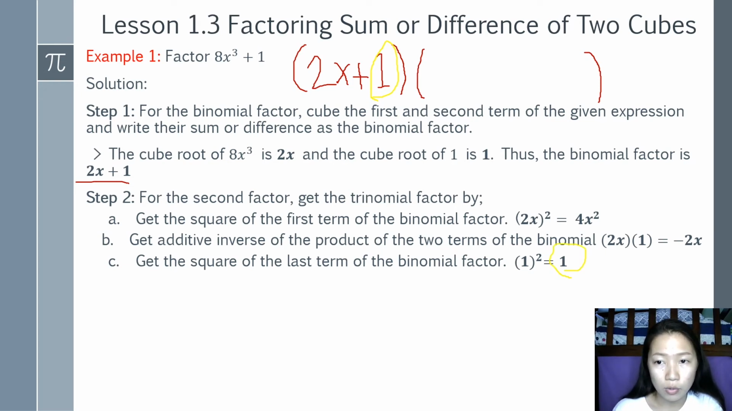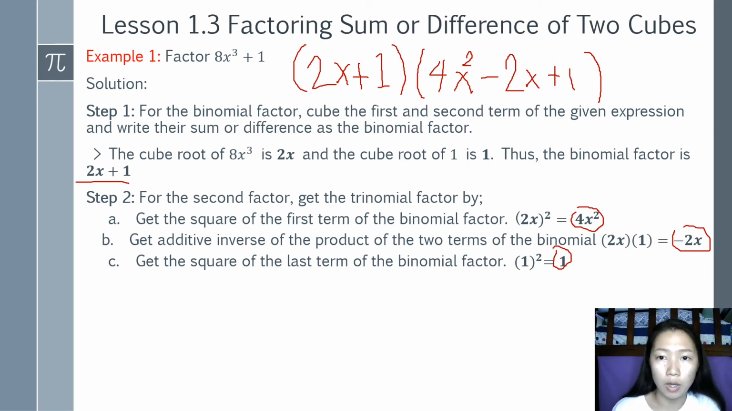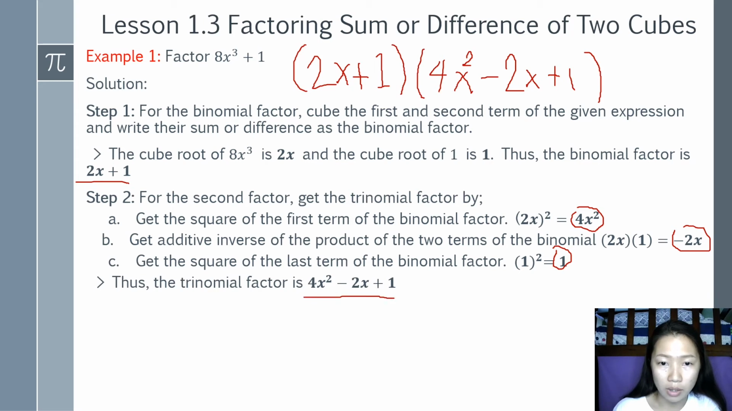And then, nakuha mo na yung tatlong terms. Ilalagay mo na siya sa trinomial na sinulat natin dito. First term, 4x squared. Write down natin. Second term, negative 2x. Since negative, minus 2x na. And 1. Since walang sign, understood, plus 1. Thus, the trinomial factor is 4x squared minus 2x plus 1.